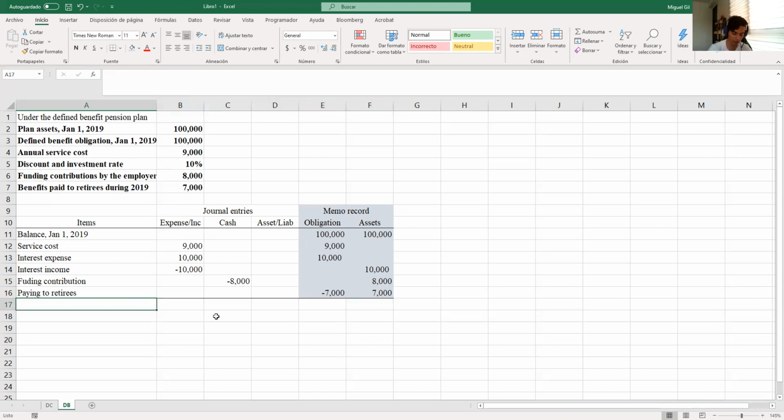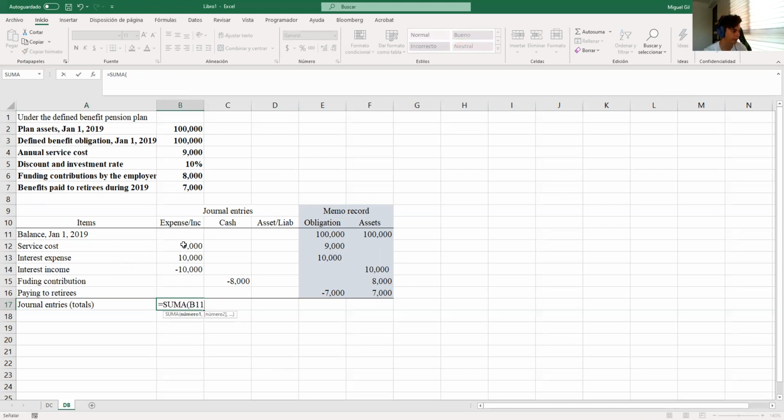Why do I need to get the totals? Because it will help me to get the journal entries, right? So I am going to write the journal entries or totals from these three columns. What I will do is literally add up everything. Okay, so it will look like this, in here from these two.